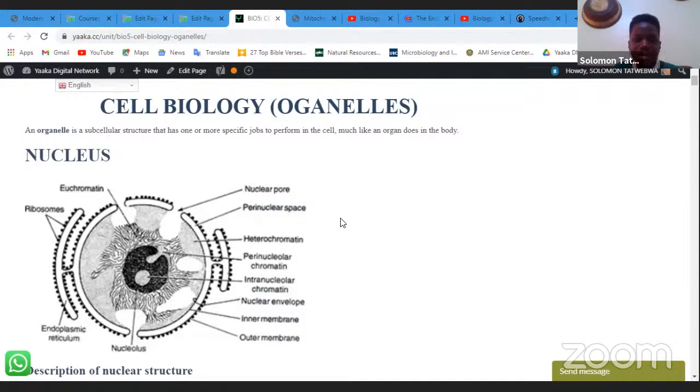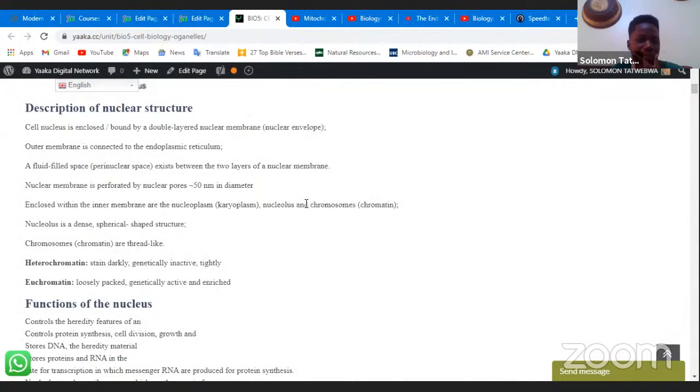Now, let us look at the description of the nuclear structure. It is enclosed and bound by a double-layered membrane, which we call the nuclear envelope. The outer membrane is connected to the endoplasmic reticulum. A fluid-filled space, the perinuclear space, exists between the two layers of the nuclear membrane. The nuclear membrane is perforated by nuclear pores. We have said materials like RNA pass through these nuclear pores.